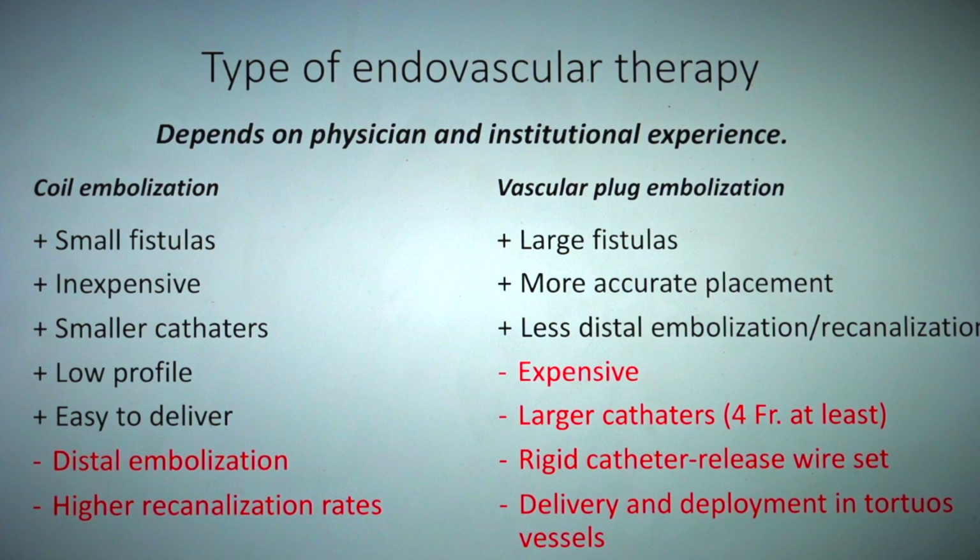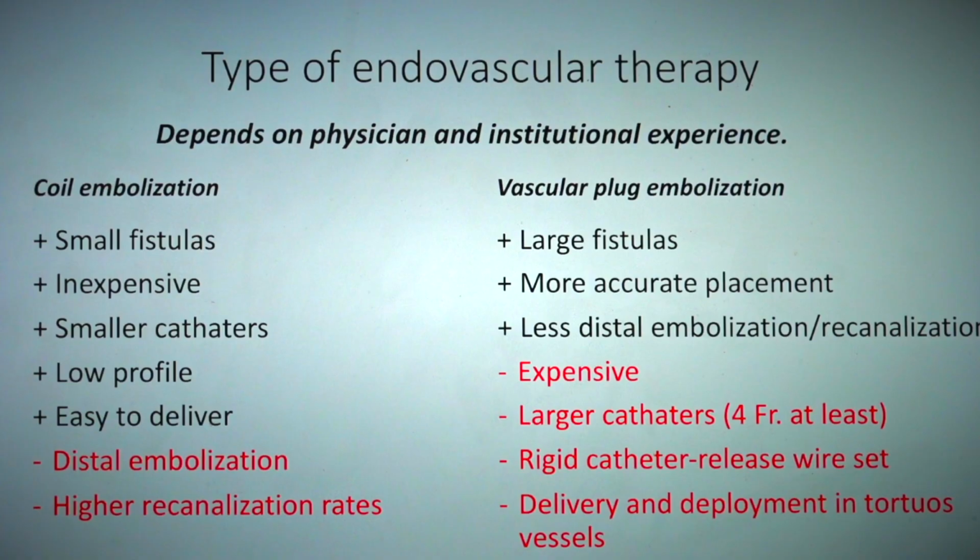When it comes to Amplatzer vascular plug embolization, plugs are used for larger fistulas when compared to coil embolization. They provide more accurate placement and lower distal embolization and recanalization rates. But the drawbacks of vascular plug embolization are that it is an expensive method, needs larger catheters, has a rigid catheter release wire set, and delivery and deployment in tortuous vessels may be challenging in some cases.